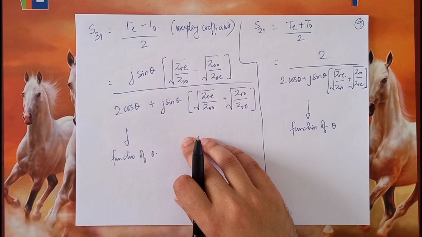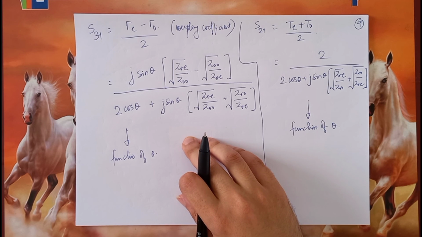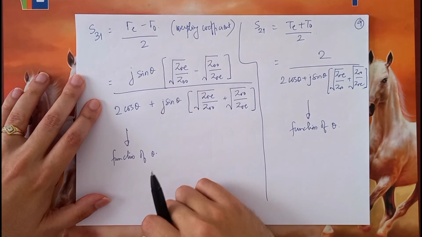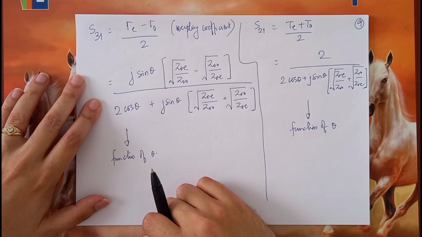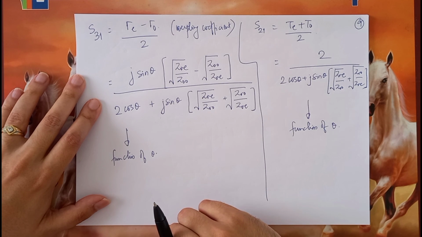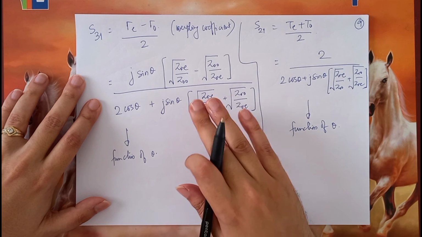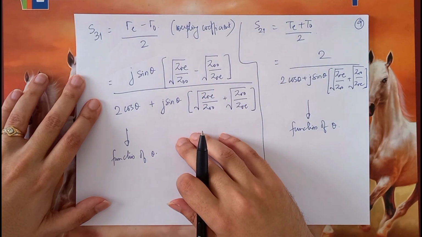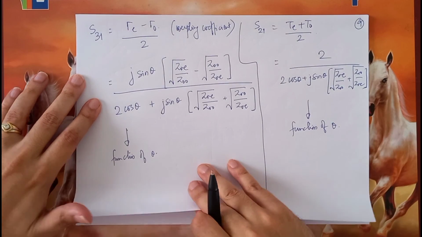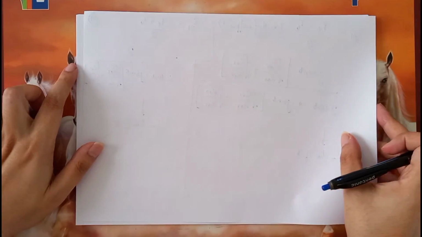Okay, so what we will do now is we will take some different values of Z0E and Z0O, and then we will try to apply those values and see what we are getting as the values for, let us say, any of these parameters. Let us say S31. So let us consider one case.